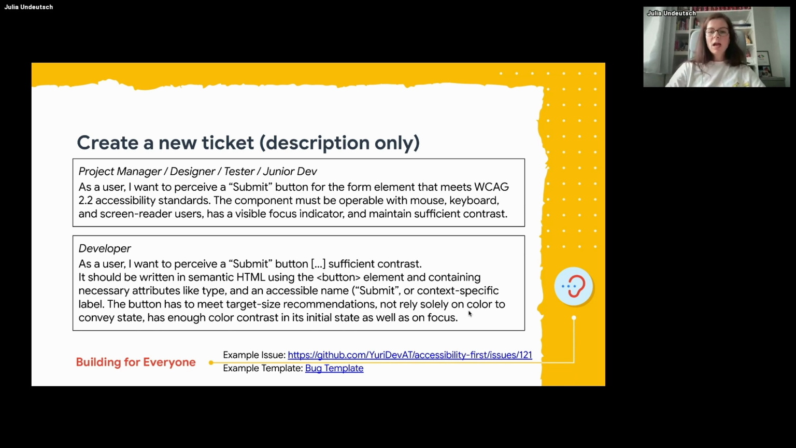And of course, to not rely only on color to convey state, if it's an icon button or something, and that the color contrast, and that there are also different states, like when you have a button which is maybe clicked, and you want to show that it's currently clicked, then it should maybe be a different color than before, and that the current state still has enough contrast to the background.